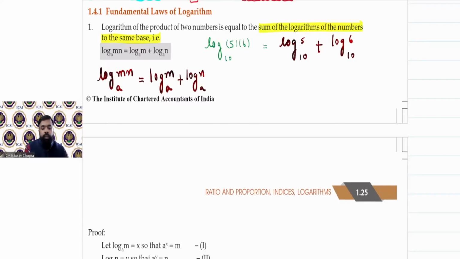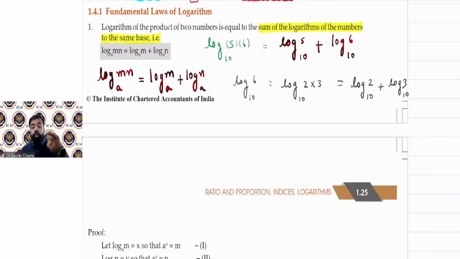Let's take one more example. Let's say log of 6 base 10, and we want to split this in this form. First of all, we write 6 as 2 into 3 with base 10. Now 2 multiplied by 3 is the product, so apply the product rule: it becomes log 2 base 10 plus log 3 base 10. So this is the first property.